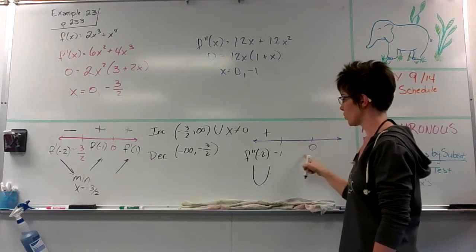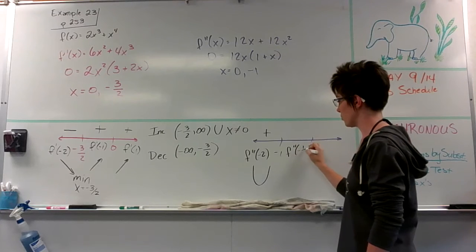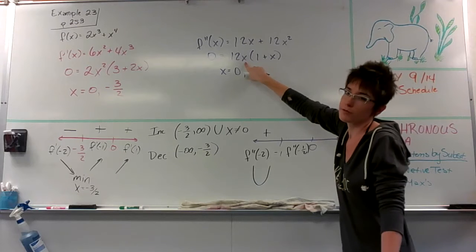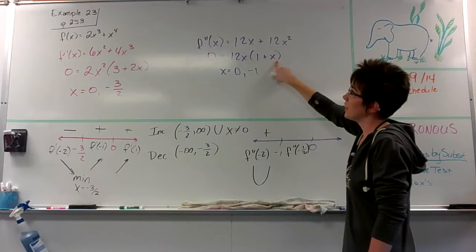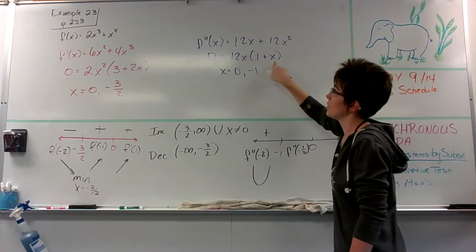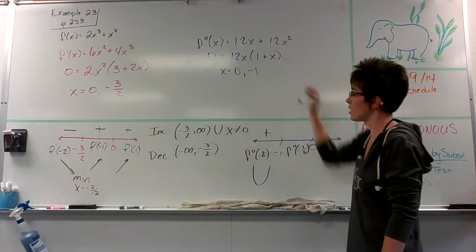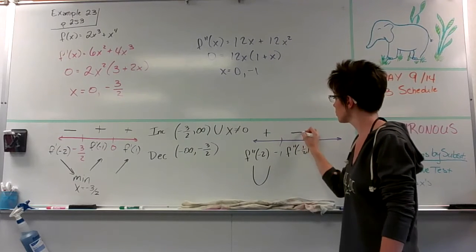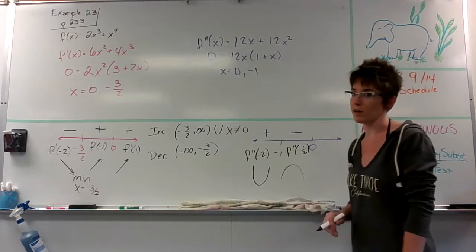Okay, in between -1 and 0, let's say -1/2. So double prime of -1/2. Let's plug in -1/2 here. Half of 12 is 6. 1 minus a half is positive. So this guy became -6, and this is a positive. Negative times positive is negative. Okay, so concave down, it does not hold water, runs off like a hill.